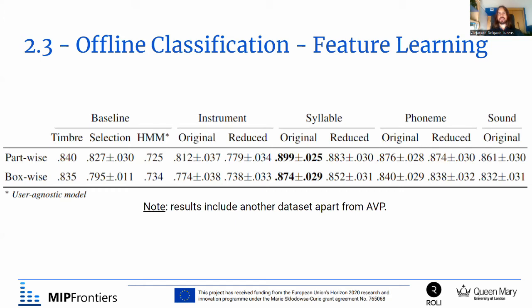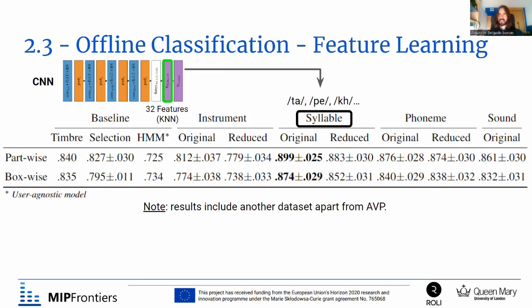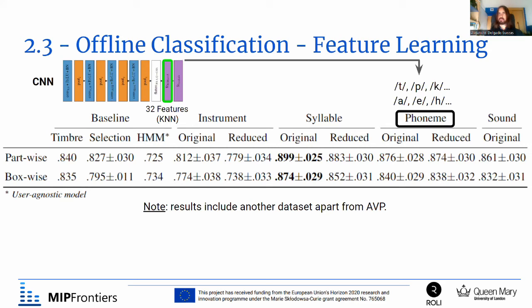The way we achieve this feature learning is that we built a convolutional neural network, and we used the 32 features in the penultimate layer to feed them to a k-nearest neighbors algorithm, to reproduce the same task as the earlier slides, which were end-to-end. But these features were learned using different tasks in a supervised way, through different label types. The first label type was instrument level labels, which were kick drum, snare drum, close hi-hat, open hi-hat. The second label type was syllables, and the third label type was phonemes.